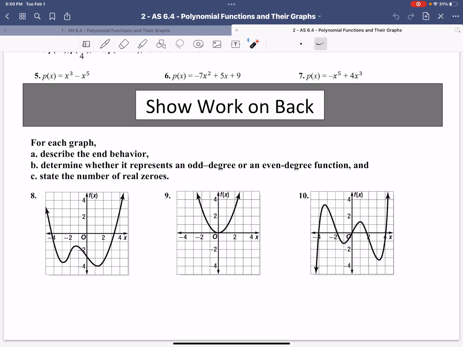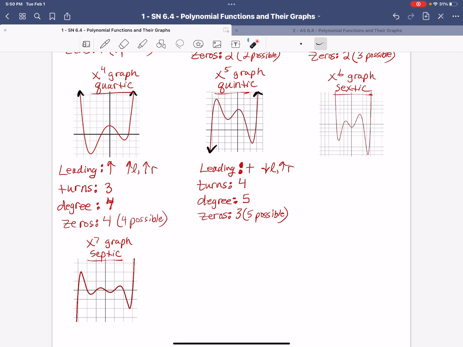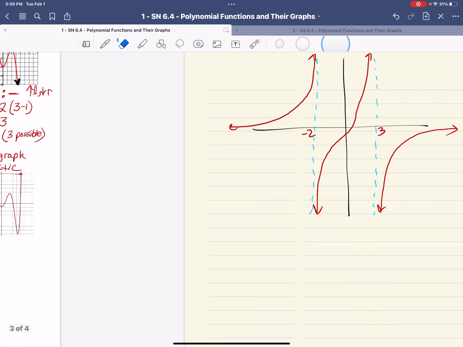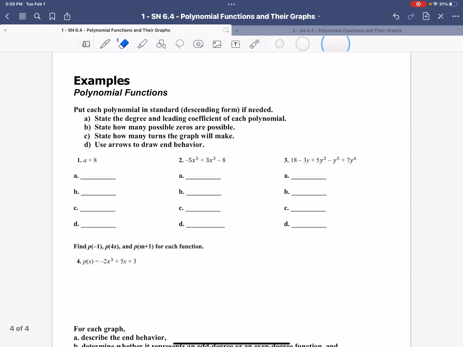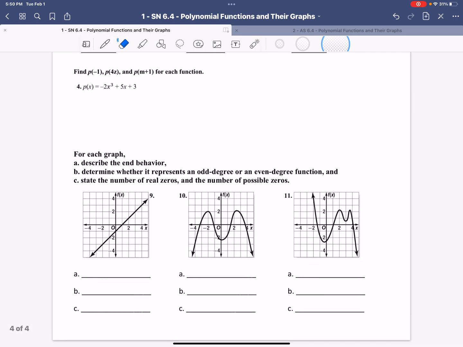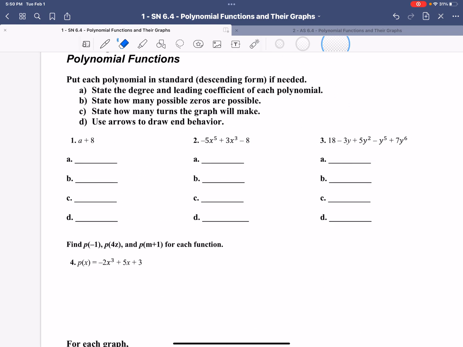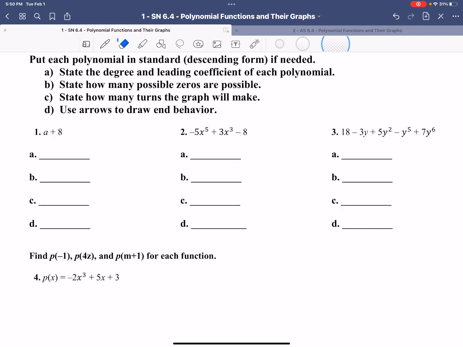Okay, so let's go back to here. Let's just make sure if you have any questions on leading coefficients, end behavior, turns, degree, or zeros, that you make sure to come ask me next time I see you. Okay, so let's go to the next part of our notes, and I'm now going to apply those rules to an equation instead of to a graph.